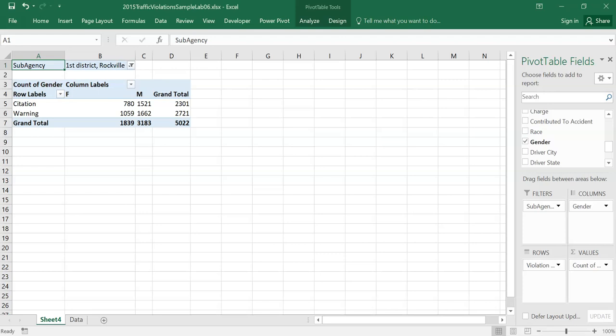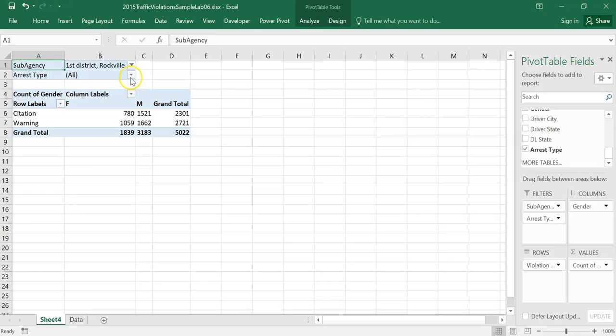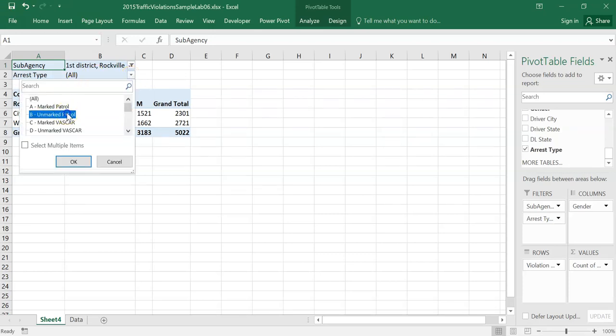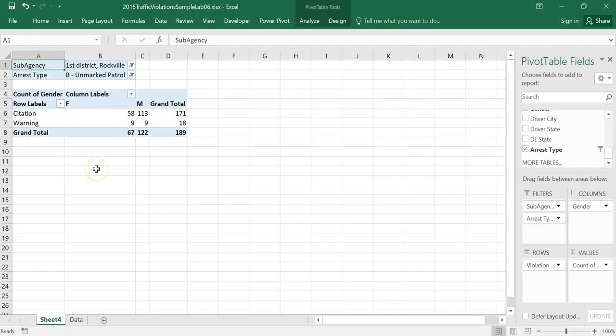And just to make it a little more interesting, we're also going to look at unmarked patrol cars. There weren't a lot, but it was 189. And our question is, in this group, is this evidence that females are more likely than males to get a warning? Well, to do that, we first have to come up with hypotheses.